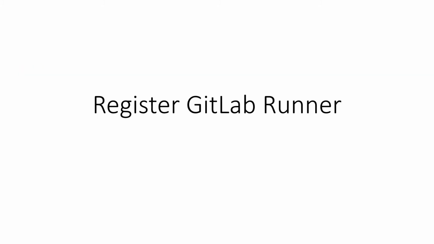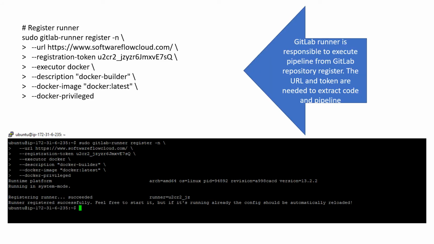Now we need to register GitLab Runner. GitLab Runner is used to run and coordinate the jobs and send the results back to GitLab. GitLab only has source code and pipeline definition. The pipeline gets executed by GitLab Runner. In other words, the GitLab Runner is responsible for execution of the pipeline from the GitLab repository.